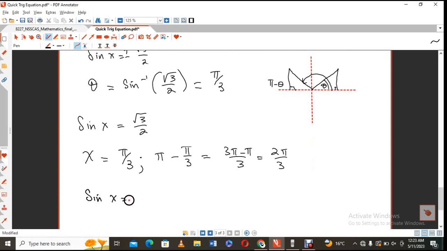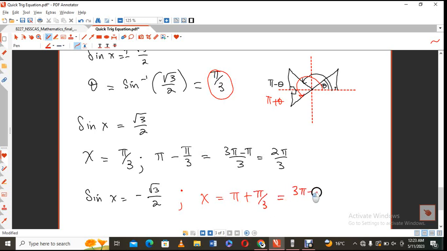Now we are going to look at when the ratio is negative, that is, sine x is equal to negative root 3 over 2. So we're going to be in the third quadrant. That means we are working with the angle all the way from here up to there, which is pi plus our theta. One solution would be pi plus our reference angle, and our reference angle was pi over 3. That is 3 pi plus pi over 3, so our answer is 4 pi over 3.